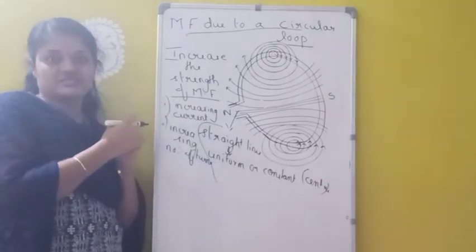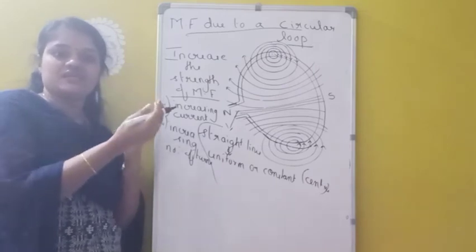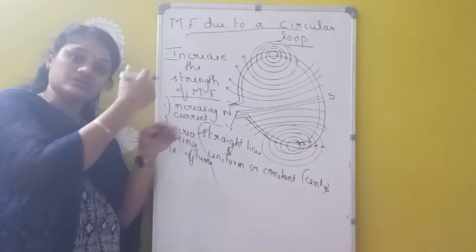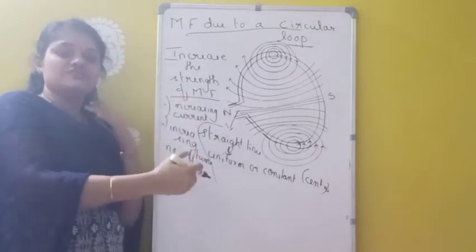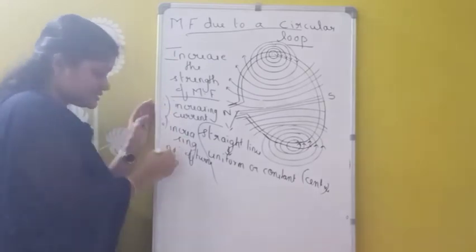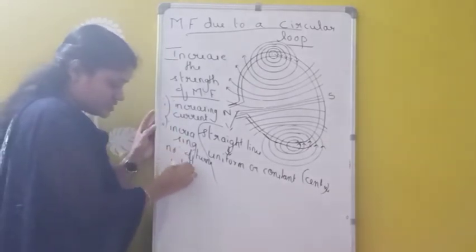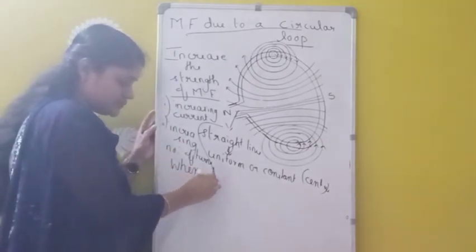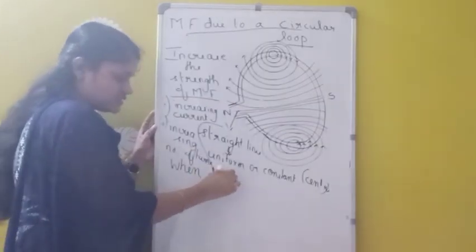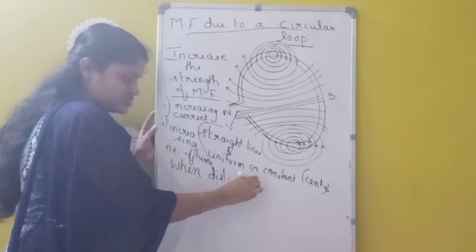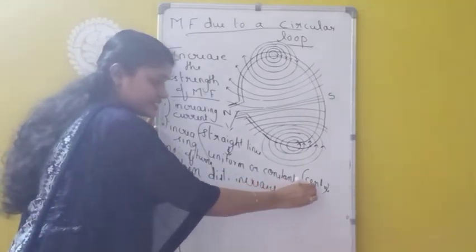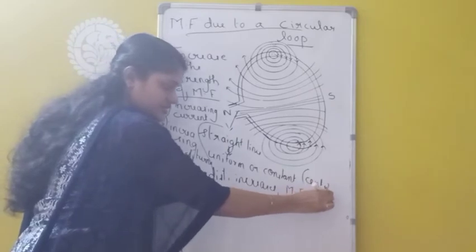So two ways are there. First one, by increasing the current, we can increase which one? Magnetic field. Second one is by increasing the number of turns. Increasing the number of turns means we can increase which one? Magnetic field strength. But we know that when distance increases, what about strength? It decreases. Whenever distance from this loop or distance from the wire increases, magnetic field strength decreases.